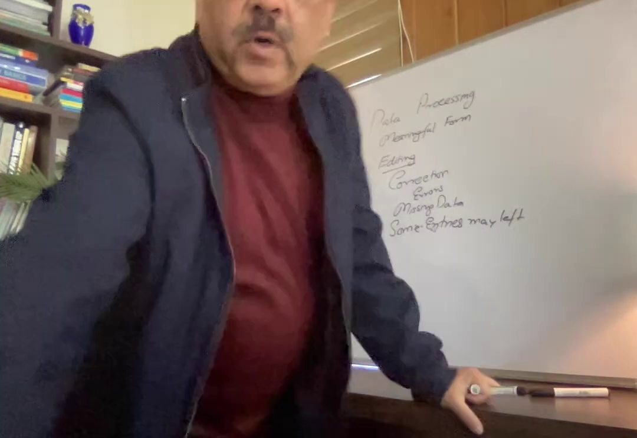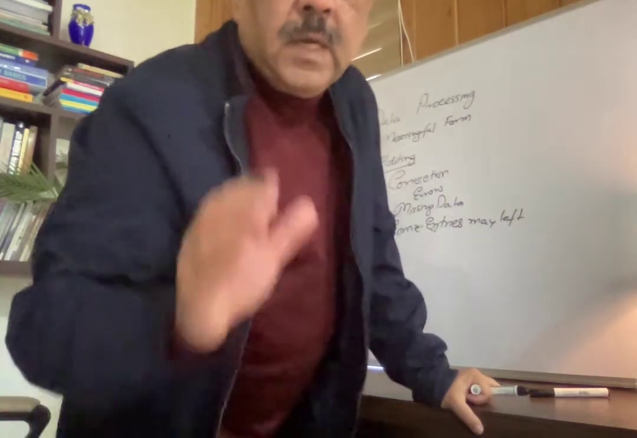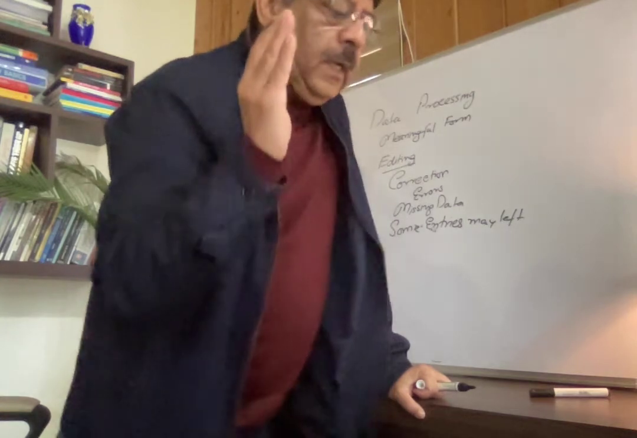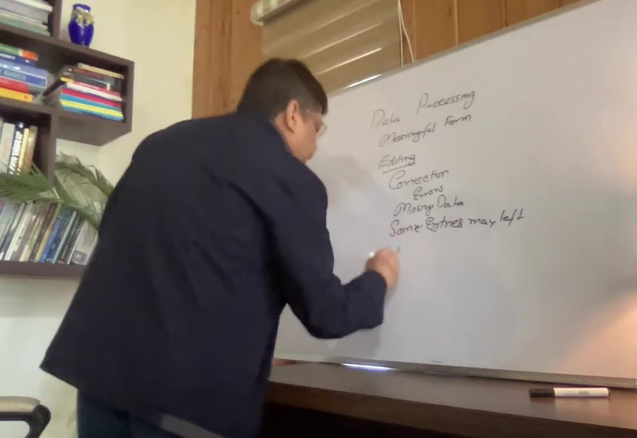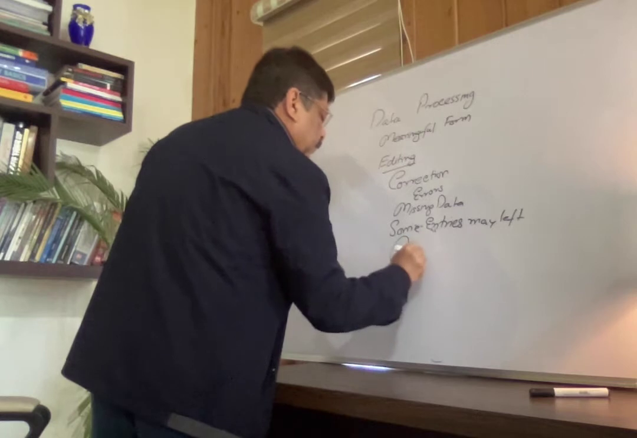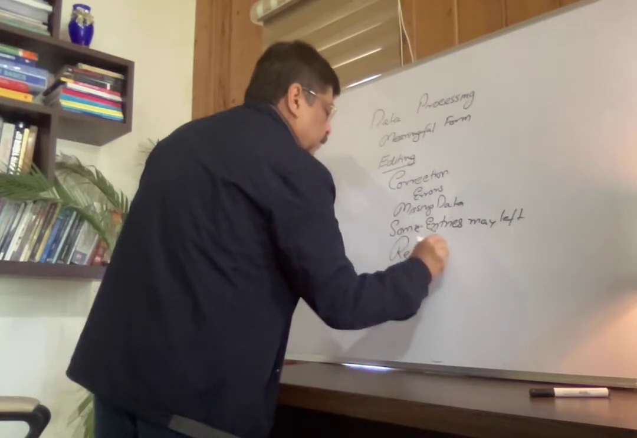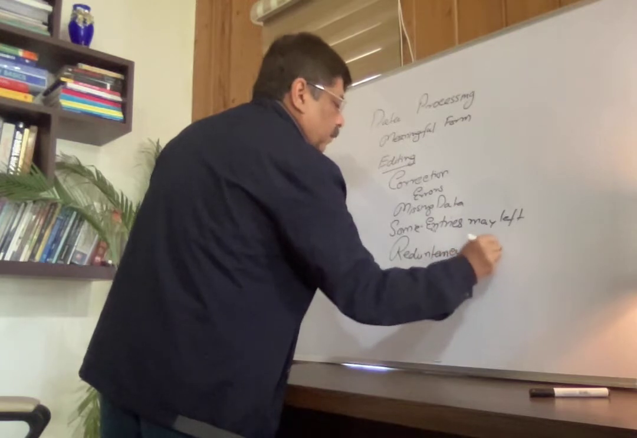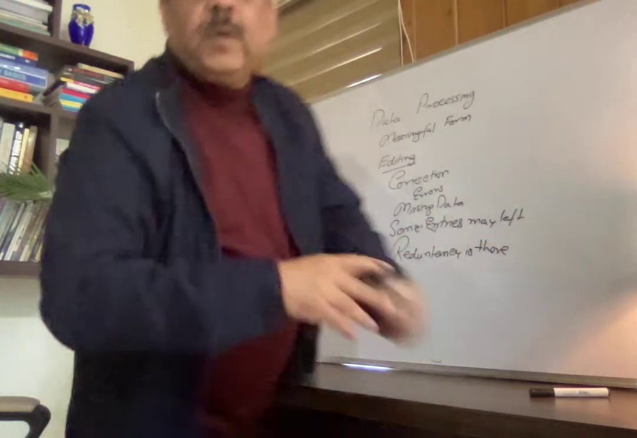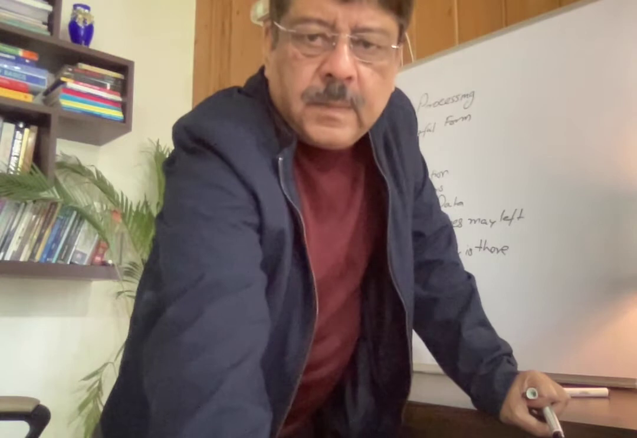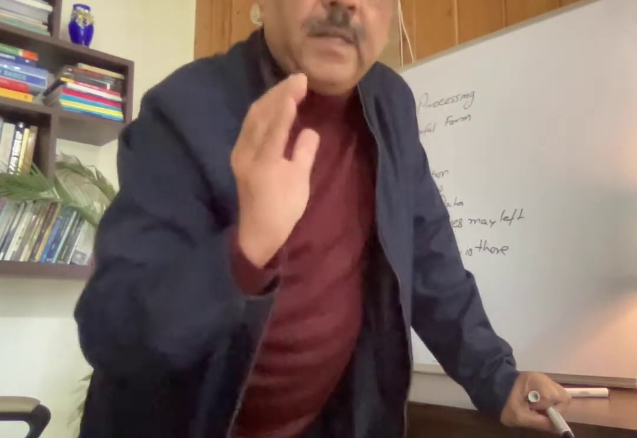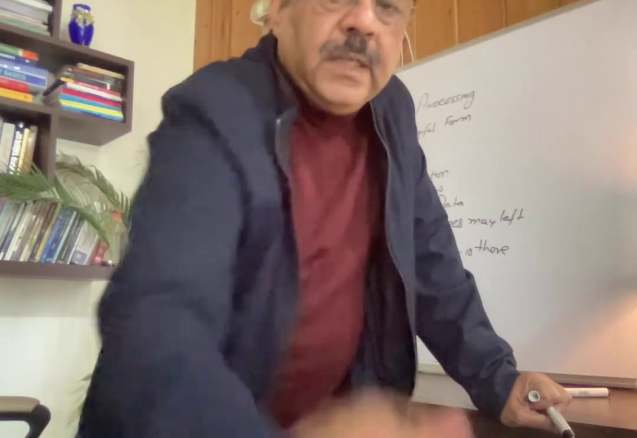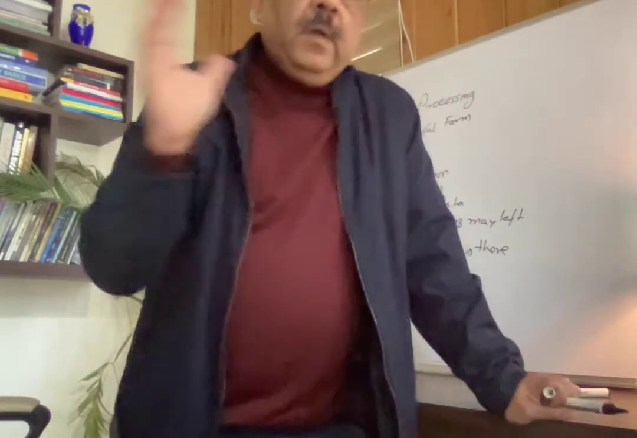Yes, you can see the board, isn't it? Sometimes two or more options are clicked. Sometimes redundancy is there. You know redundancy? So what is redundancy? Can anyone tell me what is redundancy? So, duplication of data. Yes, duplication of data.